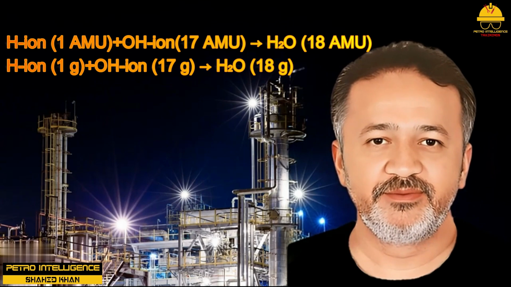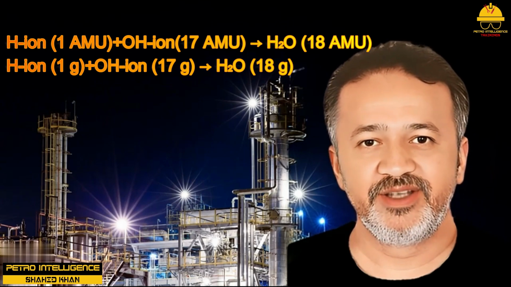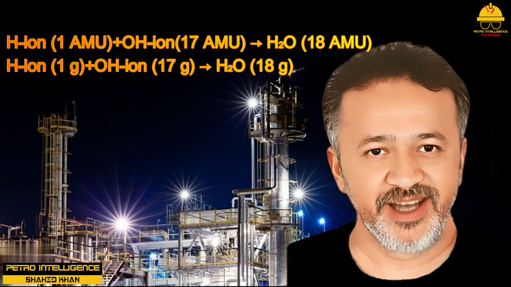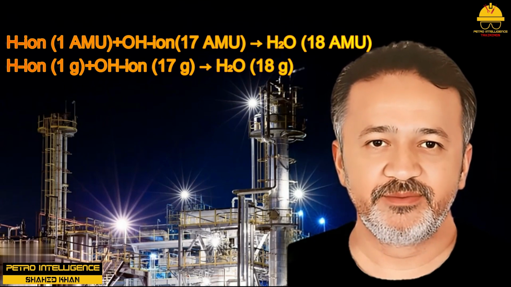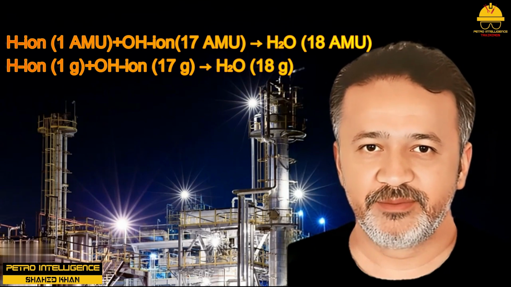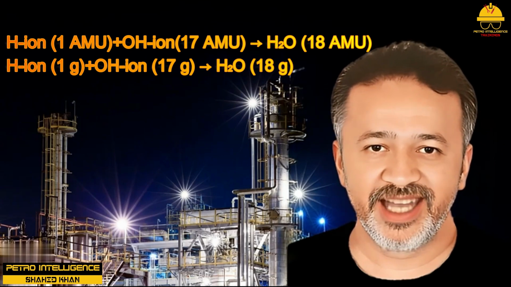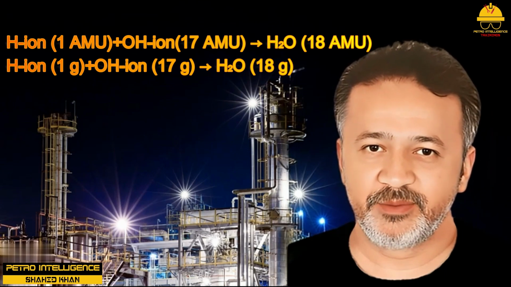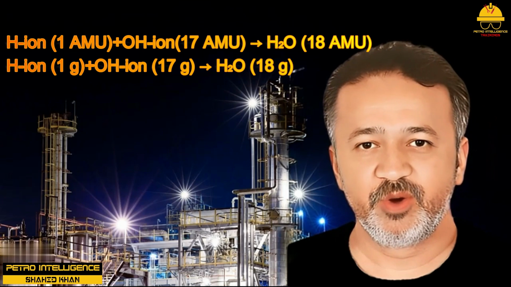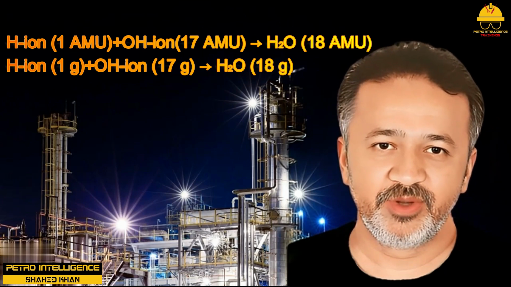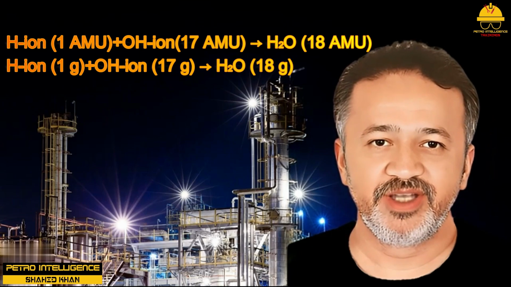Step 1. Determine the weight of each molecule. Hydrogen ion, 1 AMU, plus hydroxyl ion, 17 AMU, reacts to give H2O, 18 AMU. Hydrogen ion, 1 gram, plus hydroxyl ion, 17 grams, reacts to give H2O, 18 grams. Step 2. Ensure that reactant total weight is equal to product total weight. Step 3. Determine the numbers of reactant atoms to be sure they match.